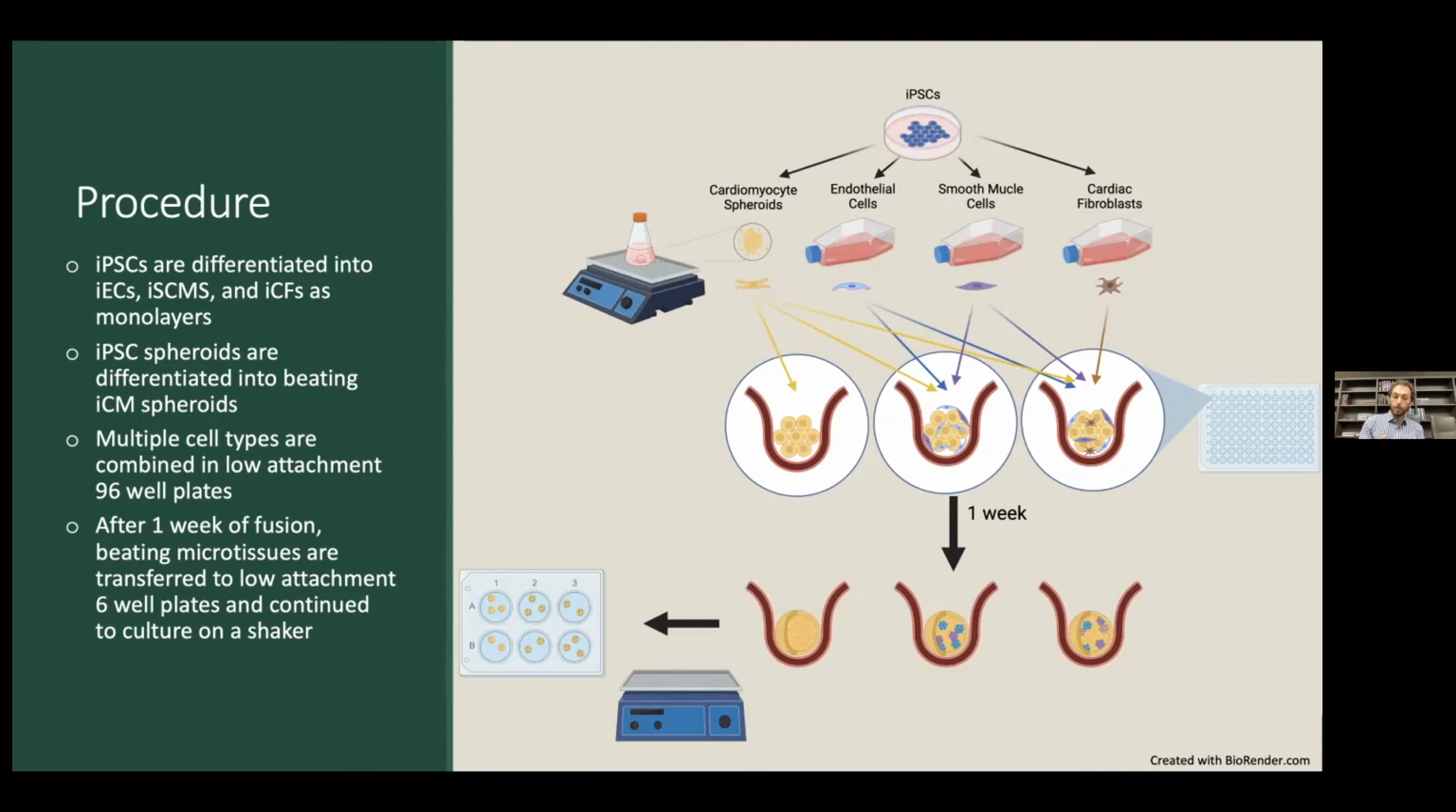And in those 96 well plates, over 1 week, they fuse into these organoids, which we then continue culturing after that 1 week in low attachment 6 well plates, or with larger numbers of these in flasks. And the studies that I'm going to show you going forward are our first round of studies, and these actually do not use the smooth muscle cells, and the endothelial cells that we used in these initial studies were HUVECs, not iPSC derived. But this is sort of the overall goal of where this is going to go moving forward.